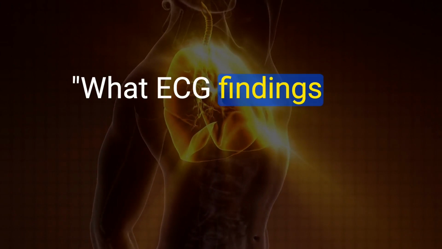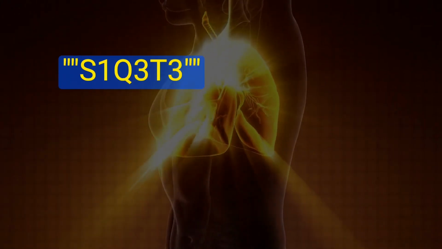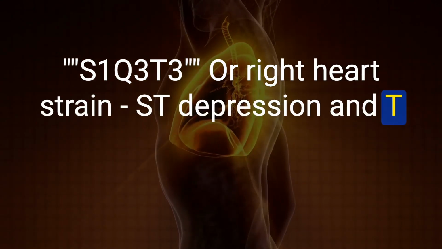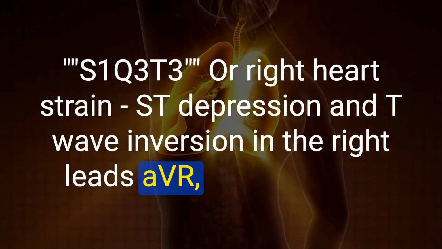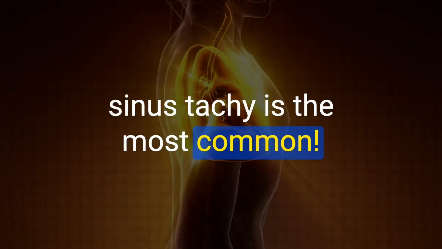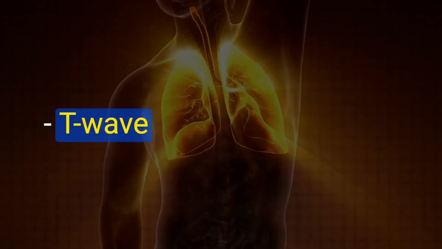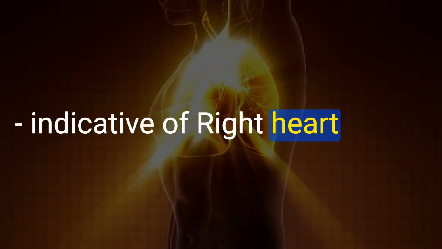3. What ECG findings are classically associated with pulmonary embolism? S1Q3T3 or right heart strain, ST depression and T-wave inversion in the right leads, aVR, V2, V5 and V6. This is rarely seen. Sinus tachycardia is the most common. S1Q3T3: prominent S in lead 1, Q-wave in lead 3, T-wave inversion in lead 3, indicative of right heart strain.